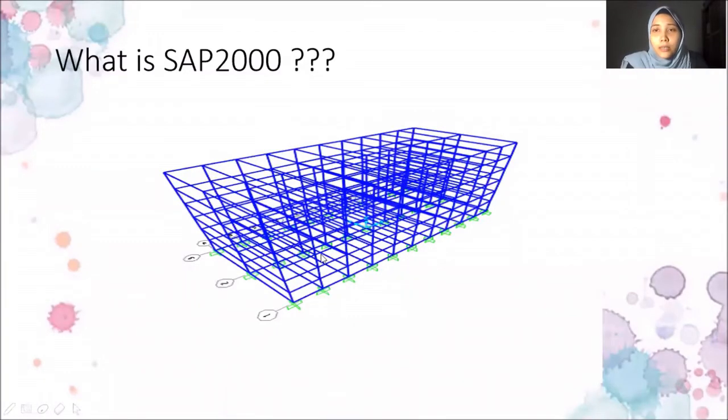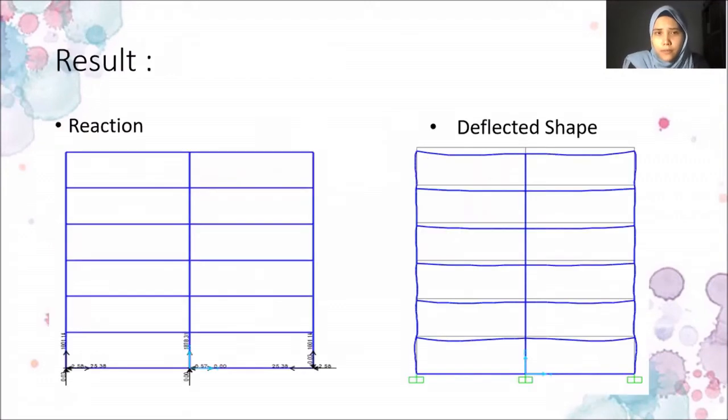Okay, this is the model that our group generated. It has 6 stories with a height of 3.6 meters. In the x direction, there are 10 bays with a width of 4 meters, and in the y direction, we have 2 bays with a 9 meter width. Overall, the height of the building structure is 18 meters.